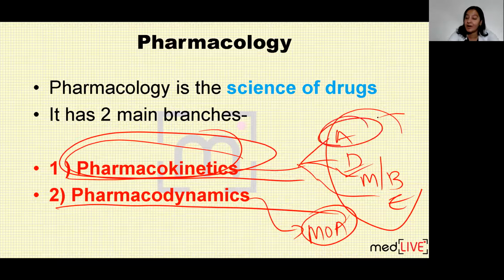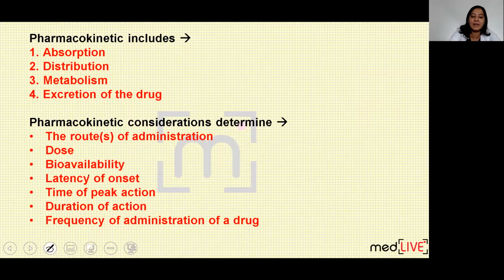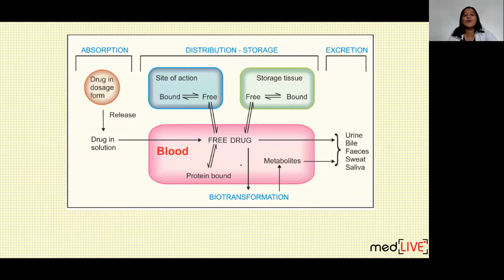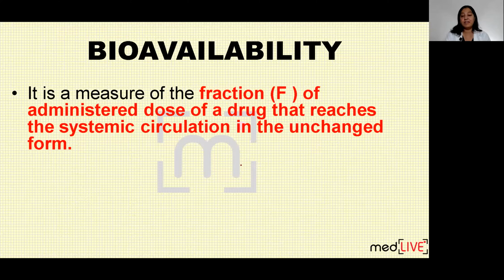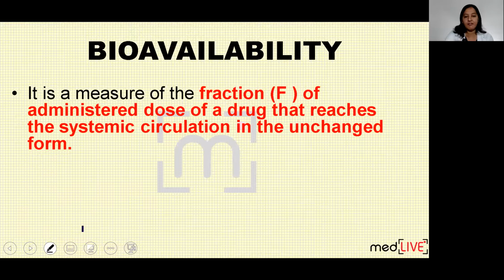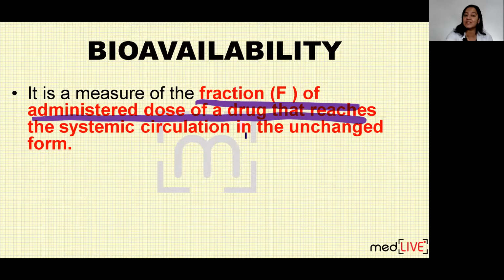In drug absorption, there is an important factor which affects the absorption of the drug. That is known as bioavailability. Bioavailability is an important aspect of pharmacokinetics. So what is bioavailability? Write a short note on bioavailability. You will get such a question in your exams. So what will you write? This is the definition of bioavailability. Bioavailability is the fraction of administered dose of drug that reaches the systemic circulation.